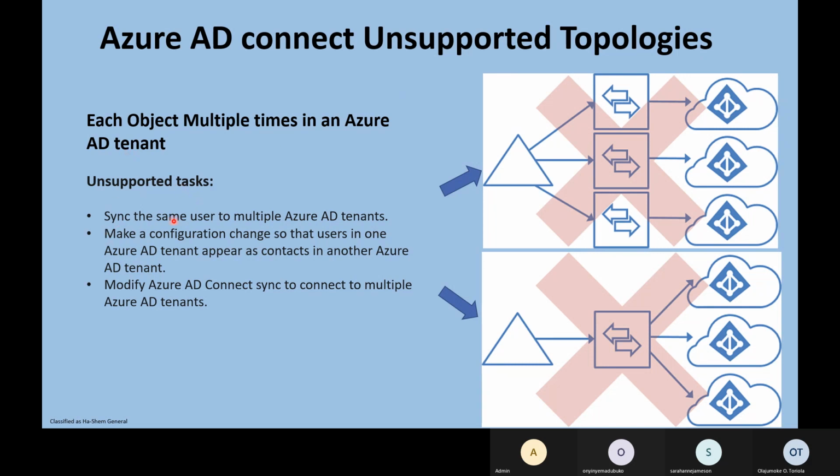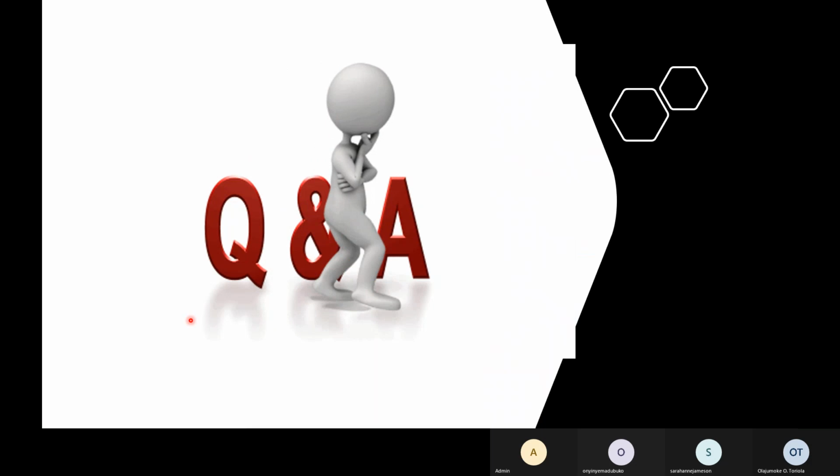Unsupported task is that you can't sync the same user to multiple AD tenants. It will give you an error. You can make a configuration change so that a user in one Azure AD tenant appears as a contact in another Azure AD tenant. It is not possible. Modifying Azure AD Connect sync to connect to multiple Azure AD tenants is also not possible.